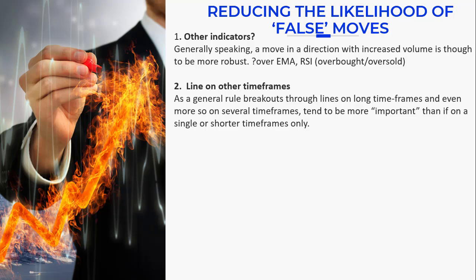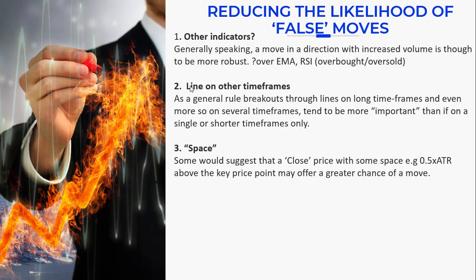The second thing we can look at is to look at lines on other timeframes. As a general rule, breakouts through lines on longer timeframes, and even more so on several timeframes, tend to be more important than if on a single or shorter timeframe only. So say for example that we see a breakthrough resistance level on a 15, 30-minute chart and an hourly chart. That gives us far more likelihood, as there are more traders looking at different time frames, than if it was just, say, on a 15-minute chart.